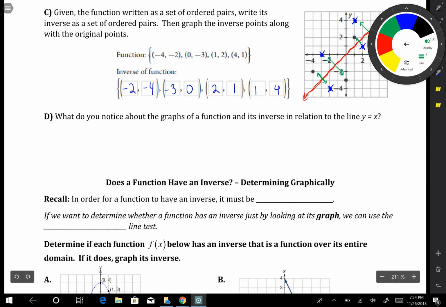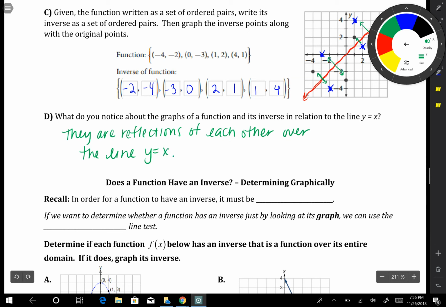So it says, what do you notice about the graphs of a function and its inverse in relation to the line y equals x? They are reflections of each other over the line y equals x.